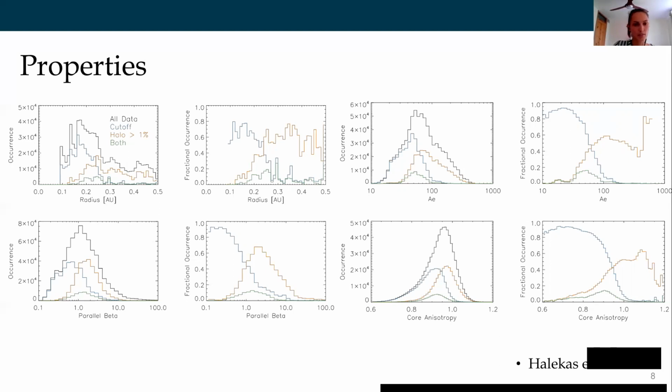Then we can see that the deficit is present for low beta values, and for the cases which have higher anisotropy, or actually lower anisotropy, but for more anisotropic cases.